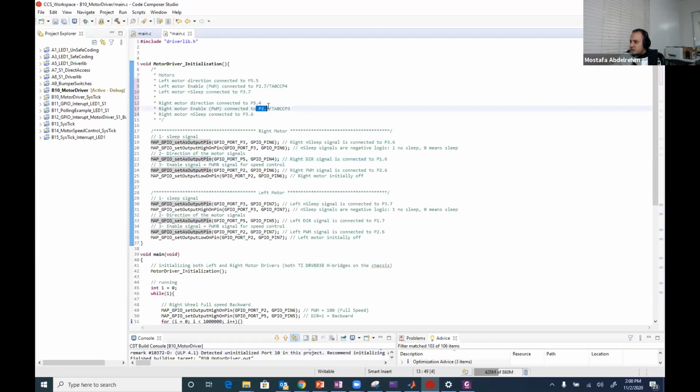Then pin 2.6, it will be an output, and through which we're gonna send 1 so that it will run full speed, or 0 to stop it. And initially we're gonna put 0 there so it will be in a stop mode, which is actually the initial condition.